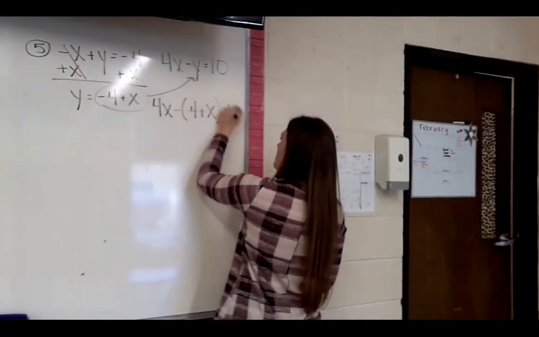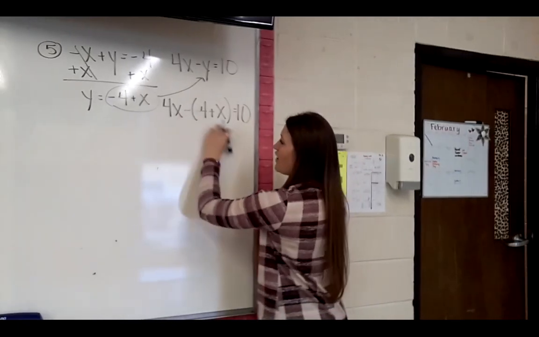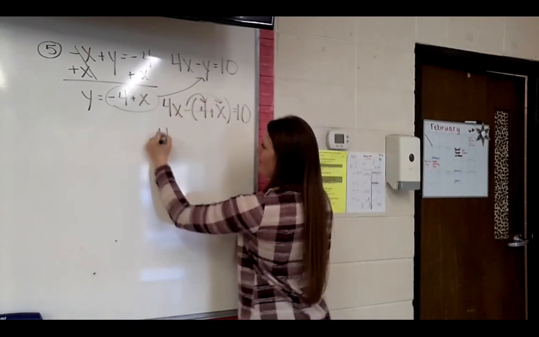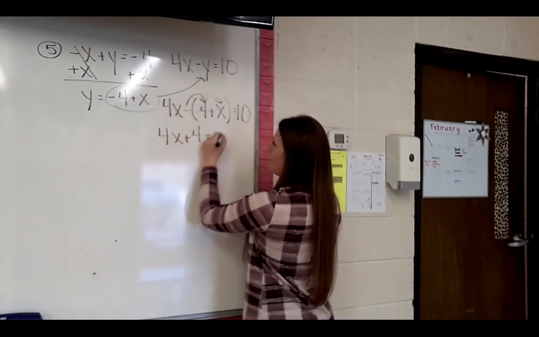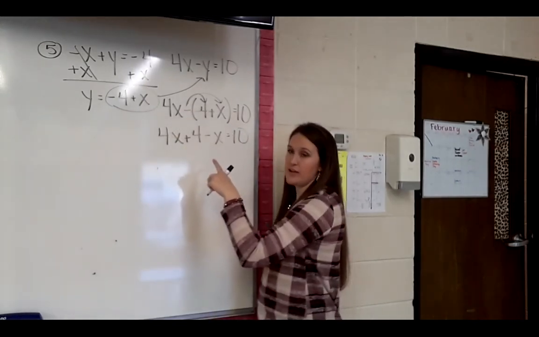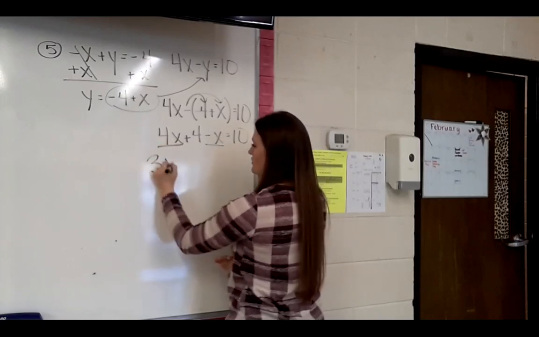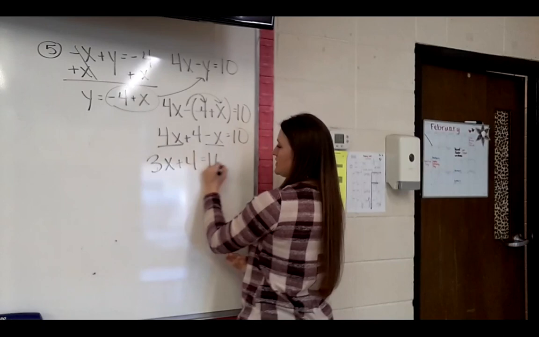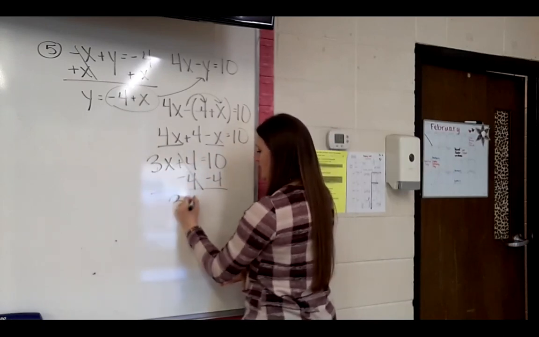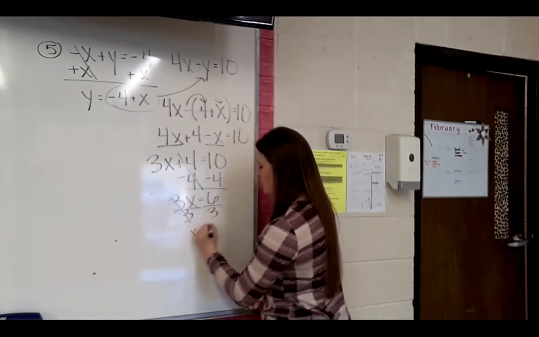Now, this problem is a good reason why we have to put parentheses, because it's minus out front of those parentheses. So that technically is being distributed in. So I have 4x plus 4 minus x, all because it was minus the whole parentheses. Okay, so now I have 4x minus 1x, so 3x plus 4 equals 10. Subtract that 4, and I get 3x equals 6. Last step is to divide, and I get that x equals 2.